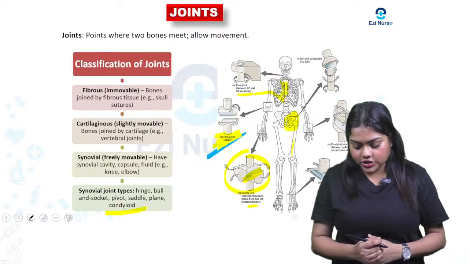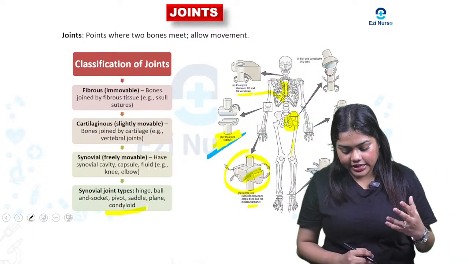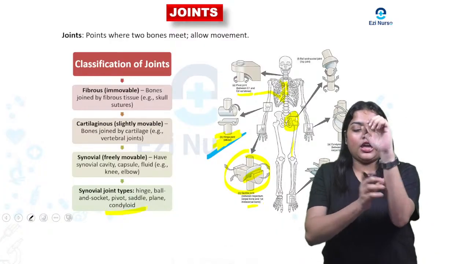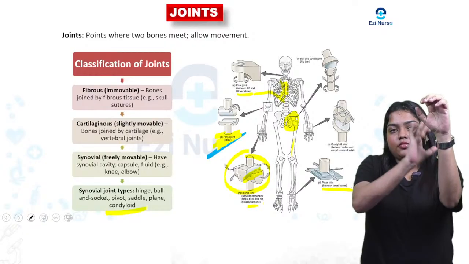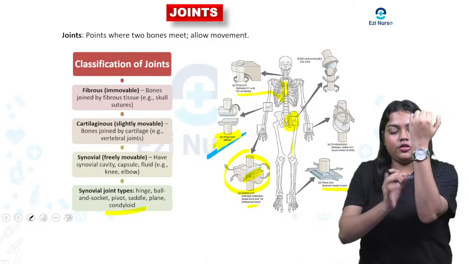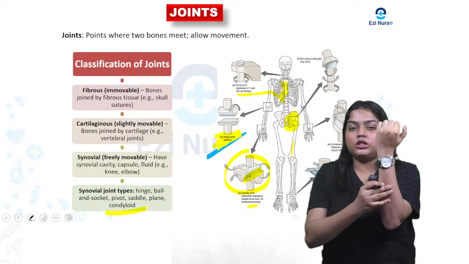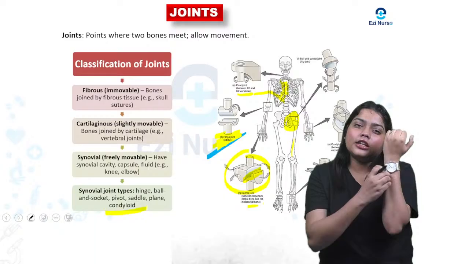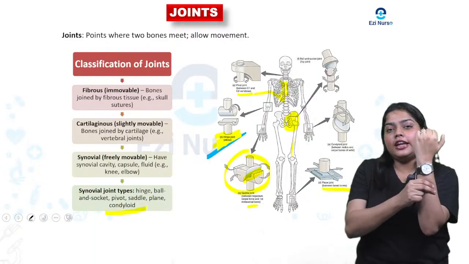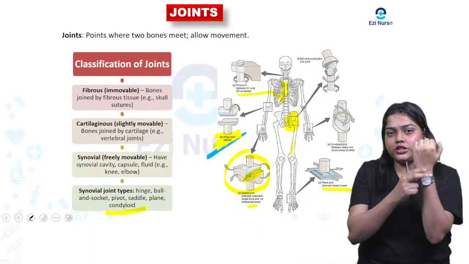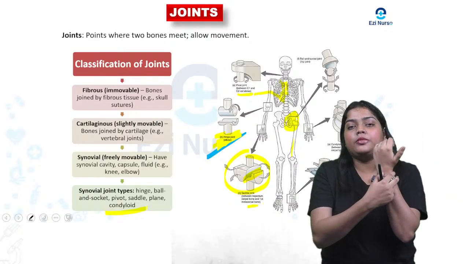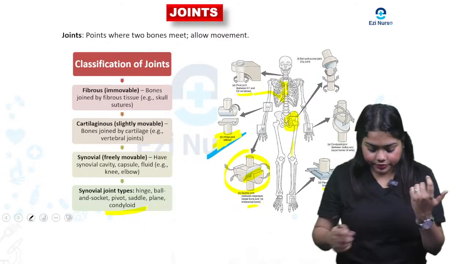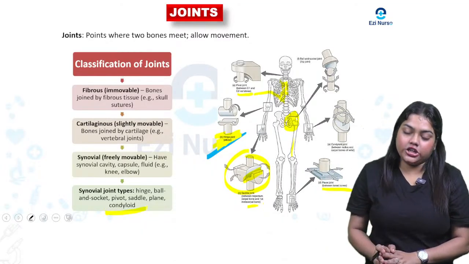the condyloid joint. What is a condyloid joint? It is between the radius and the carpal bones. Humerus, radius, ulna. In the forearm you will find two bones, and the sizes are different. One bone is thicker and one bone is a little thinner. The radius is the thick one. So the joint between the radius and the carpal bones is called the condyloid joint.